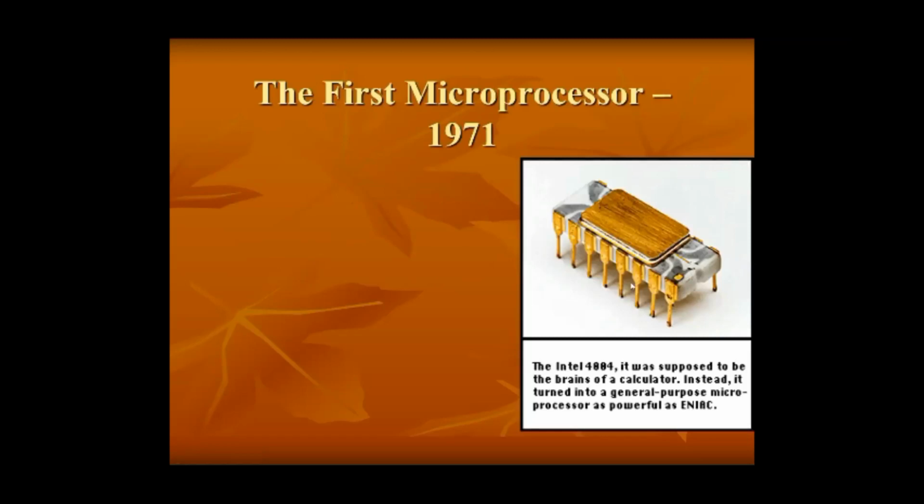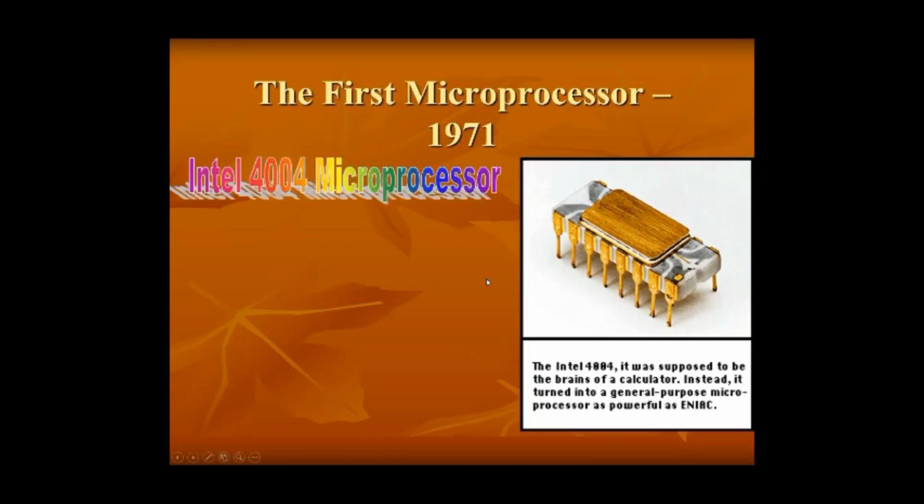In the fourth generation of the computer class, we use a microprocessor. The very first microprocessor that we have, in 1971, is the Intel 4004. This is the actual Intel 4004, which was supposed to be the brain of a calculator, but instead, it turned into a general purpose microprocessor as powerful as ENIAC.